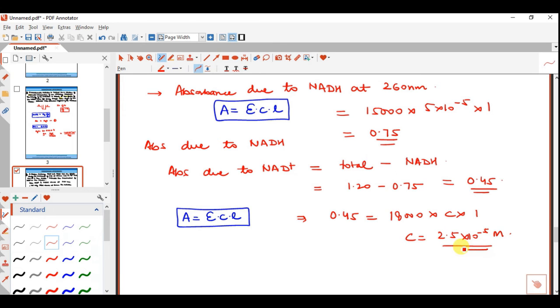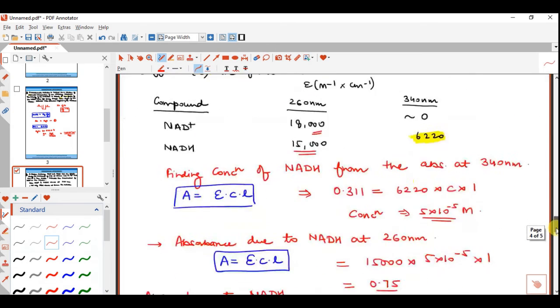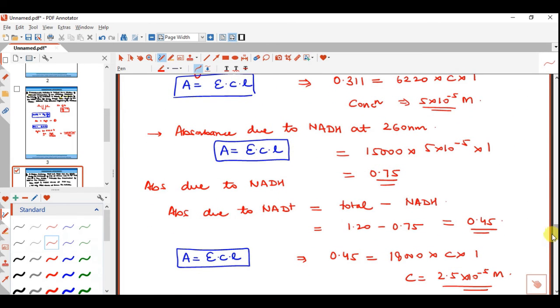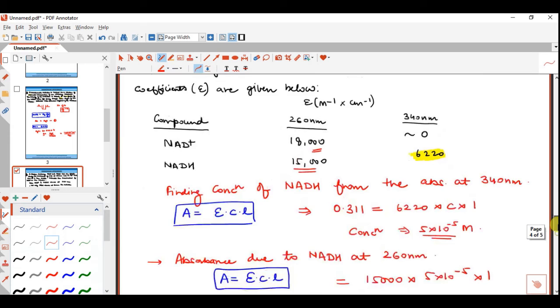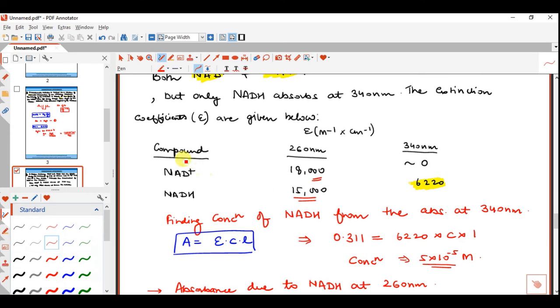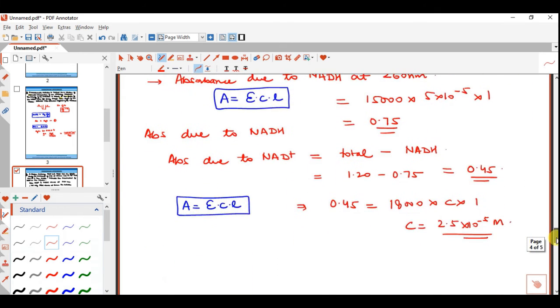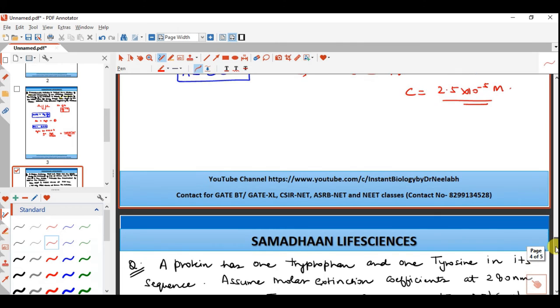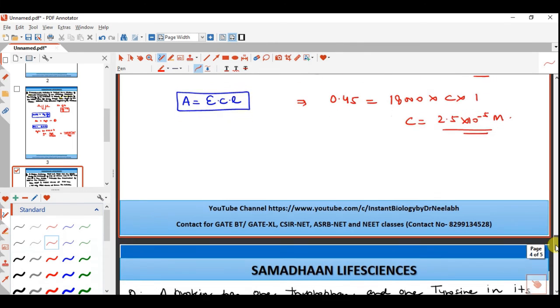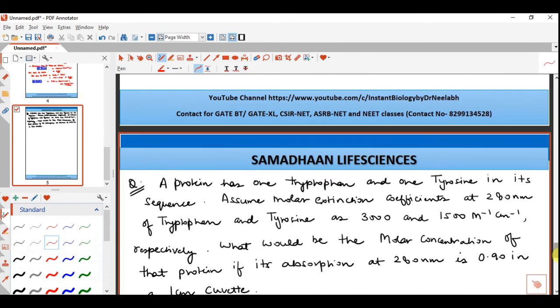This is the answer. This was a very nice conceptual question that I believe all of you would have understood. They were asking us the concentration of NAD plus. So we knew the total absorbance, we subtracted the absorbance because of NADH, we got the absorbance because of NAD plus, and then we used this data in order to calculate this. So this was the information about this particular question. Coming to the last question.